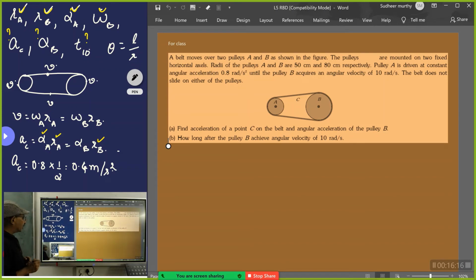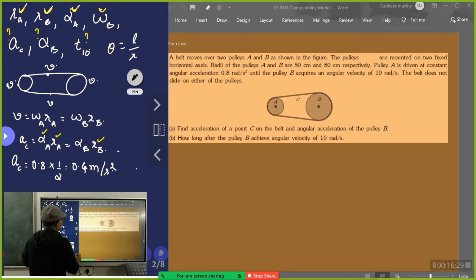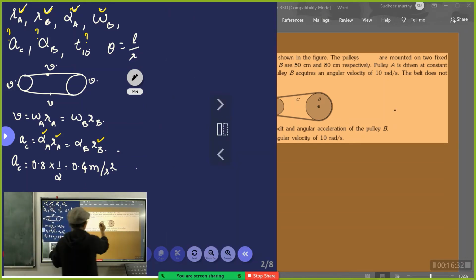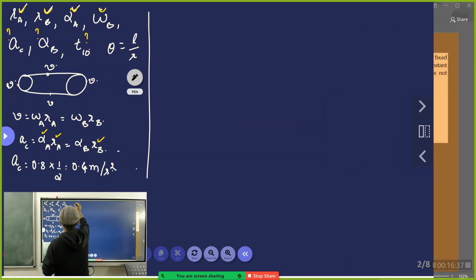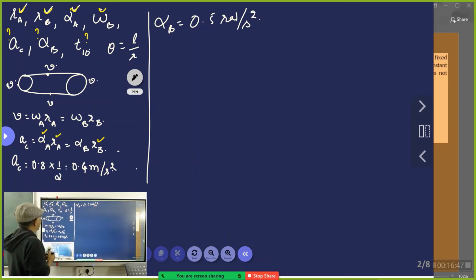Now, can you determine alpha b from this? Once you get alpha b, the next task is to get the time. You can get it from this equation. So please get alpha b. 0.5 radian per second square. Correct? Right. Then the time taken to achieve its target.